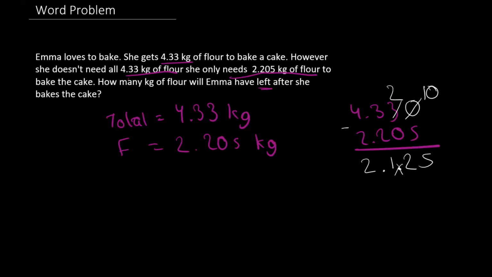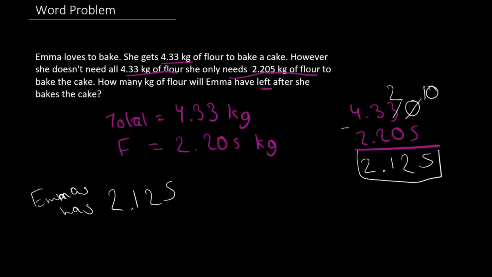Does 21.25 make sense? Is 4 minus 2 21? Well, no, it's not. So that's definitely wrong. And you should think about it like that. So does this make sense? Is the answer reasonable? And 2.125 is a reasonable answer, so that is the right answer. 2.125, not 21.25. So I'll just write down Emma has 2.125 kgs of flour left.